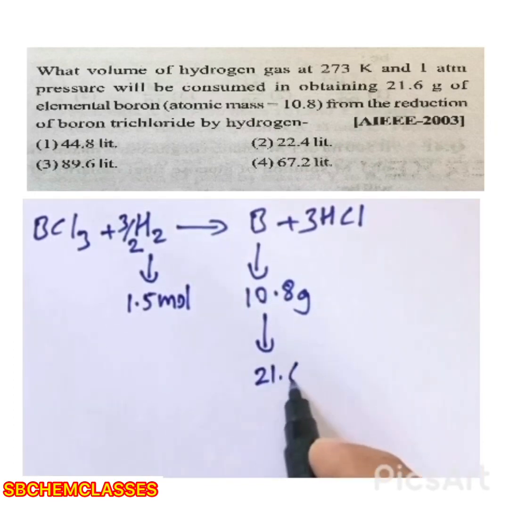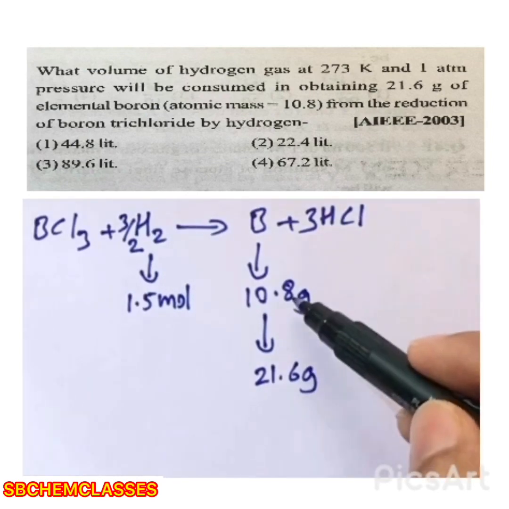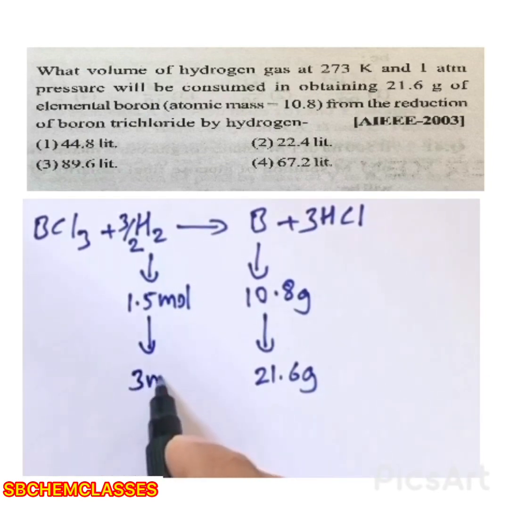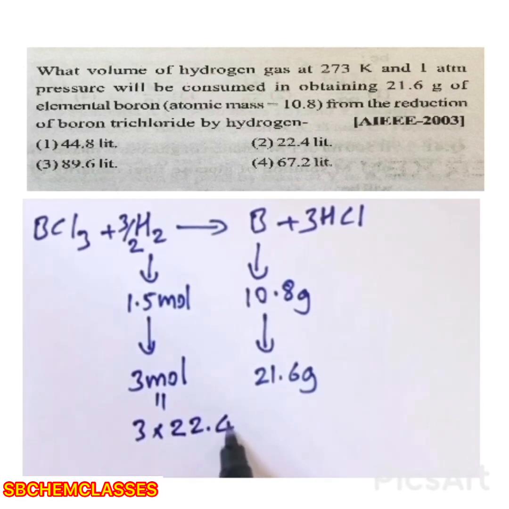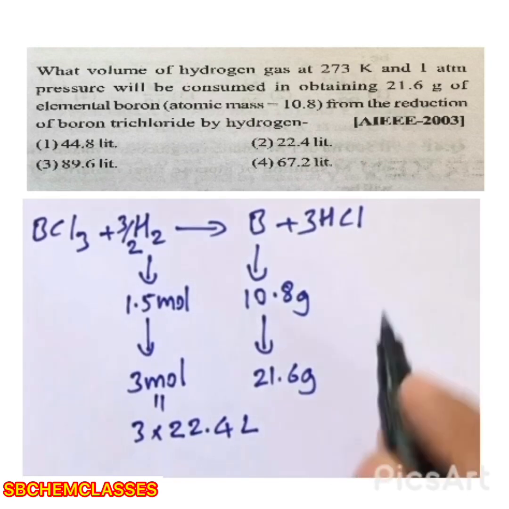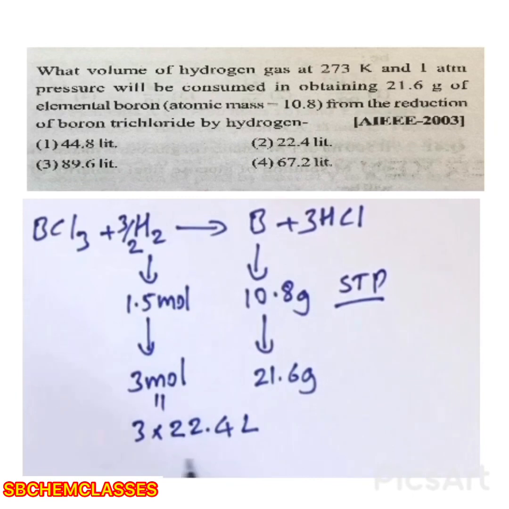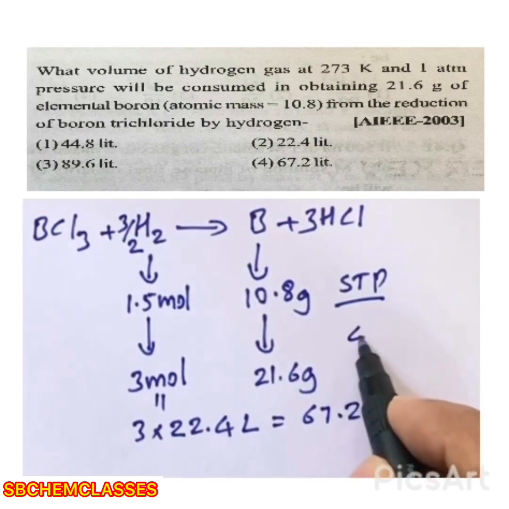But in this question, 21.6 gram of elemental boron is formed. That is, it's doubled. So it will be 3 mole. 3 mole H2 gas means 3 into 22.4 liter, because 1 atm and 273 Kelvin is STP. Its molar volume is 22.4. So the answer is 67.2 liter. That is option 4.